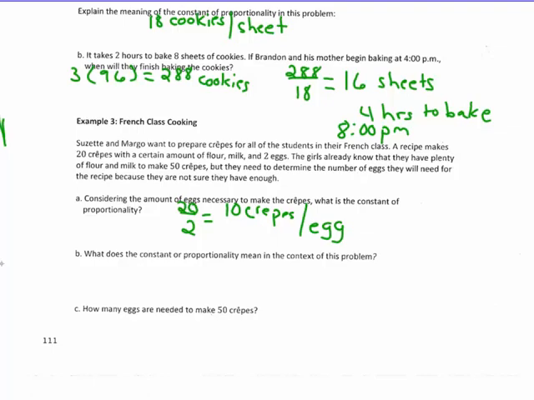Okay, what does the constant of proportionality mean in the context? I already wrote it up there. It means 10 crepes per egg. How many eggs are needed to make 50 crepes? So I'm going to take my 50 crepes and I'm going to divide it by my 10, my unit rate. So I'm going to need 5 eggs.